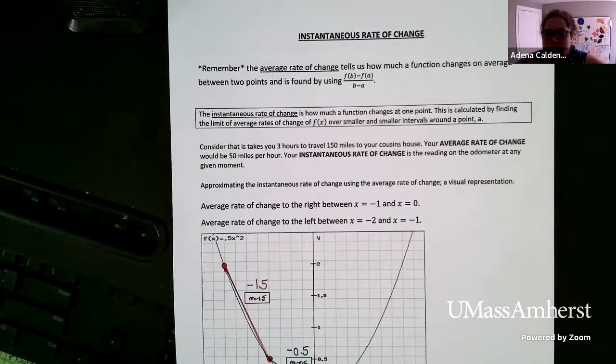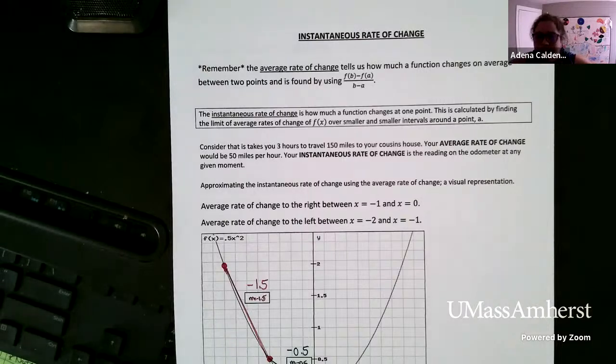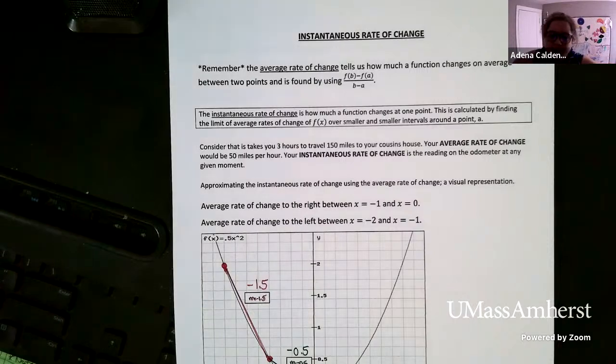The way we are going to approach this is to take what we do know how to do, which is average rate of change, and see if we can use that to figure out what we don't know yet, which is the instantaneous rate of change.